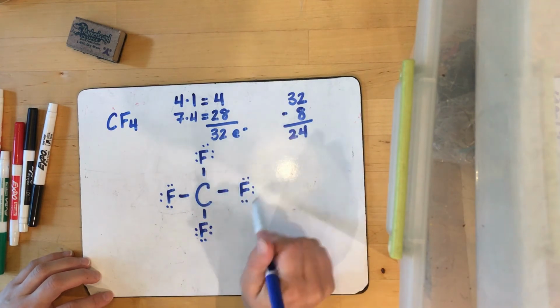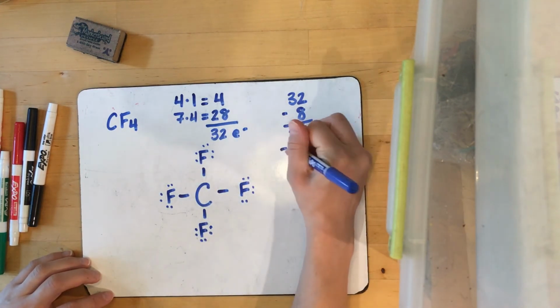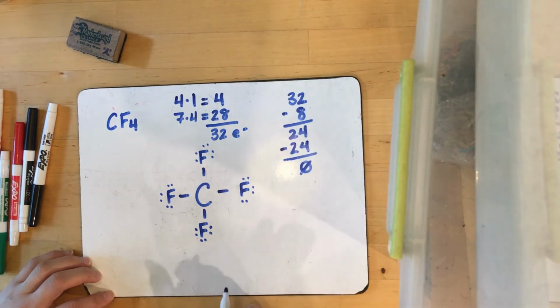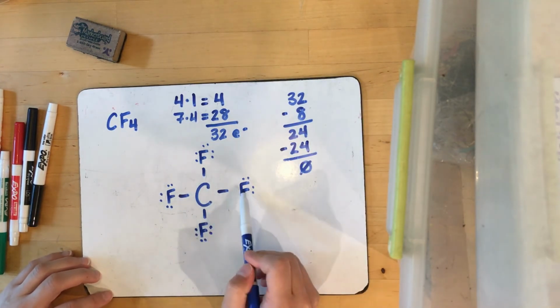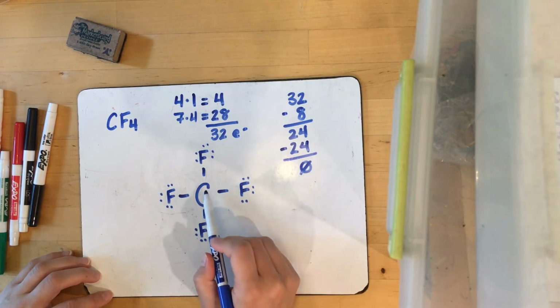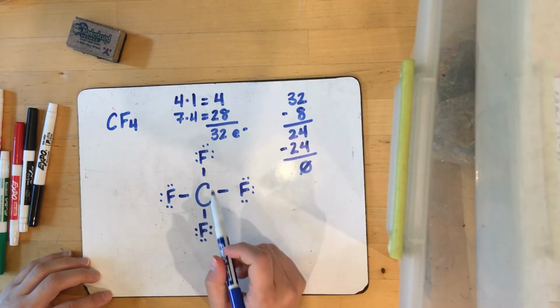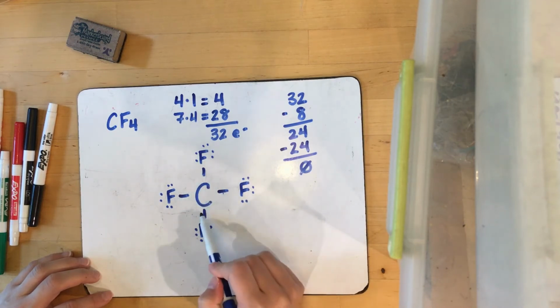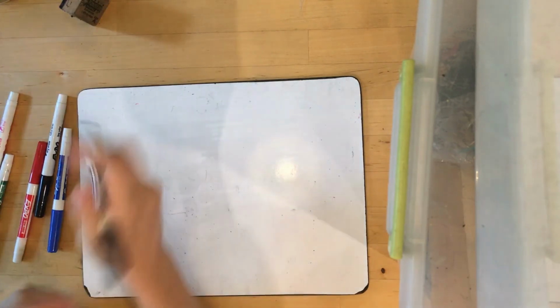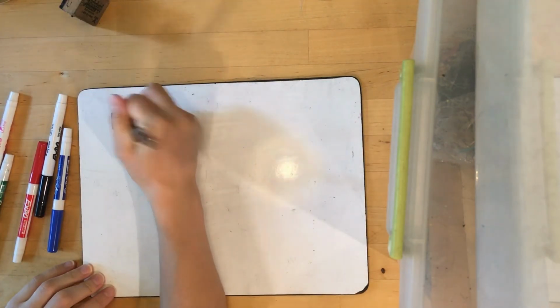So we added 6 to each of these fluorines. 6 times 4 is 24, so we have no electrons left over. Each fluorine has a full octet because we just gave it 8 electrons. And when we look at carbon, it actually has a full octet too because it has 2, 4, 6, 8 from the bonds. The next molecule we want to look at is N2.